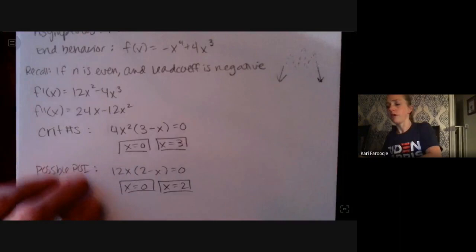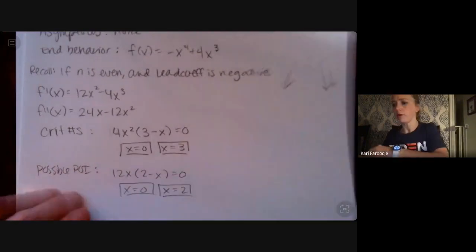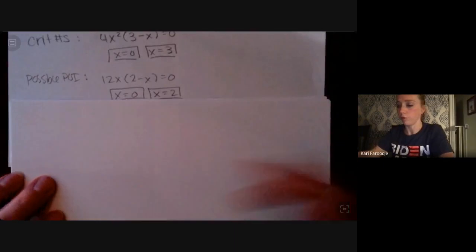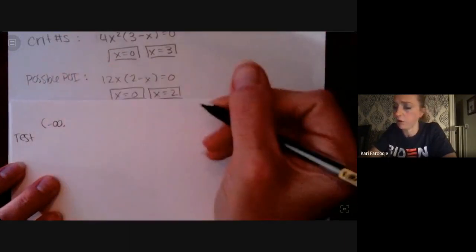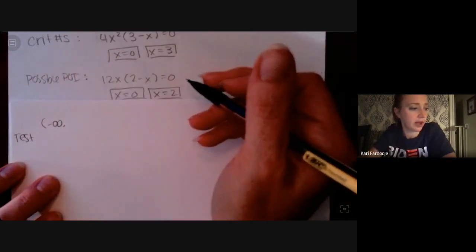All right, it's chart time. Yeah, it's chart time already. In your chart, normally we would include any vertical asymptotes. We don't have any here, but we do need to include the critical numbers and the possible points of inflection. So I am going to need to include those here. I'm going to start out at negative infinity, and I'm going to go up to the first important point that I have.